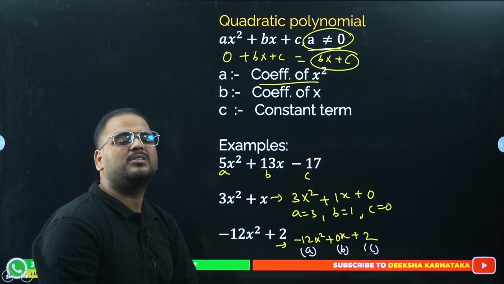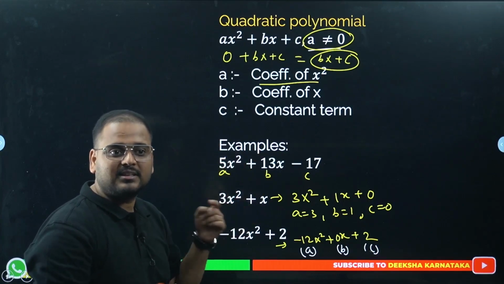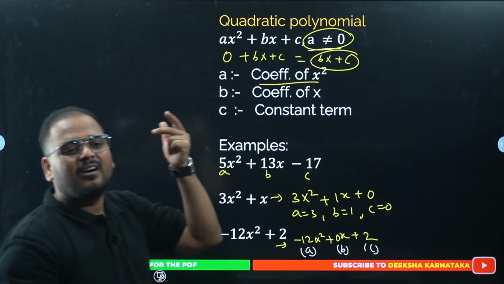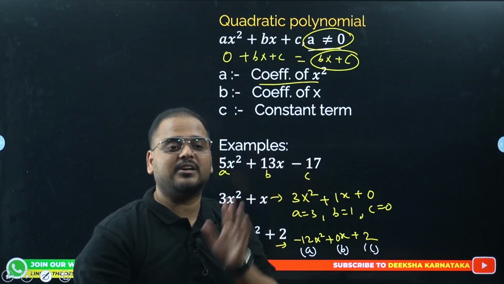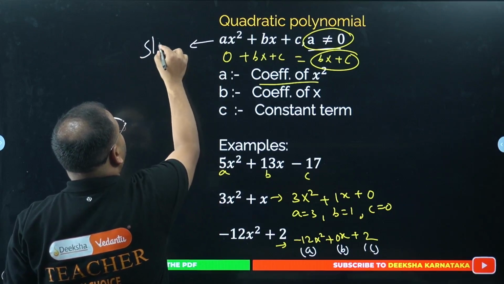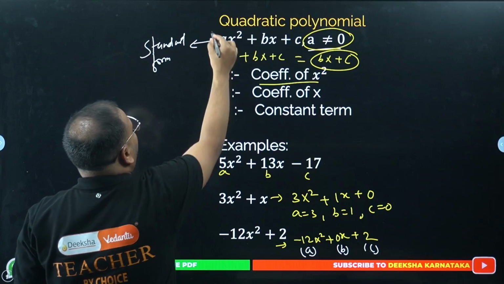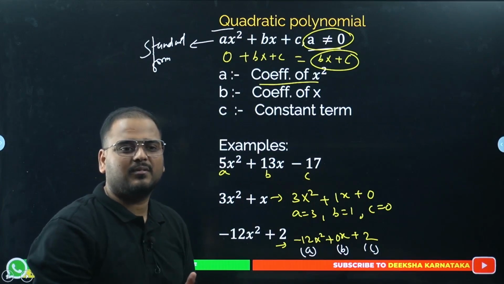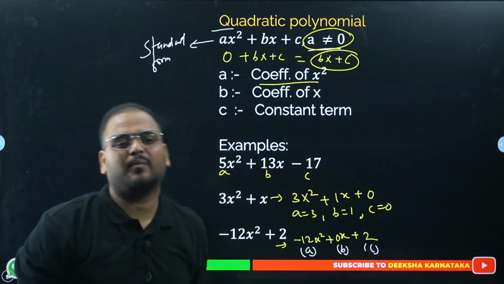Sometimes people in boards have asked this, and you will not believe it, they give 2-3 questions like this for 2 marks. They'll give you expressions like this and ask what are a, b, c, or the coefficients of the quadratic polynomial from the standard form. This is called the standard form of a quadratic polynomial. Write a, b, c, get your marks, get your answer.